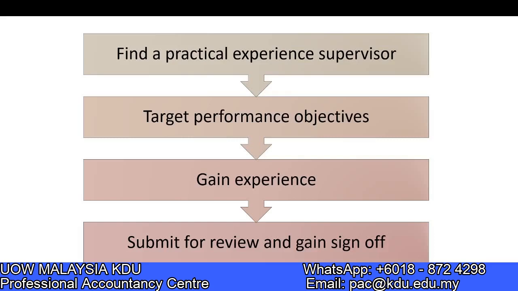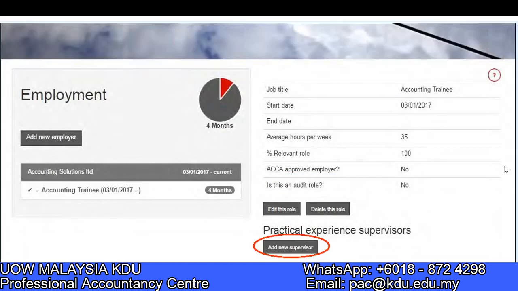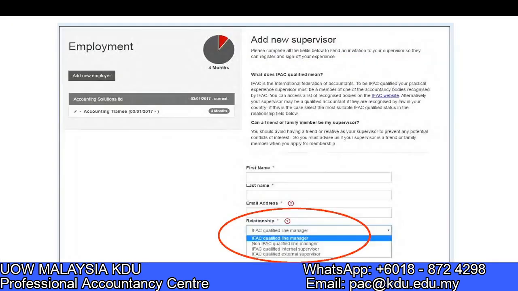Okay. So this is how you add a supervisor. You go to employment, and you just add a new supervisor here. These are the information that they want: the name of the supervisor, and email, because they're going to email your supervisor. And put down the relationship. Is this your external, internal, line manager, and so on? Just put in the relationship between you and your supervisor and just submit.